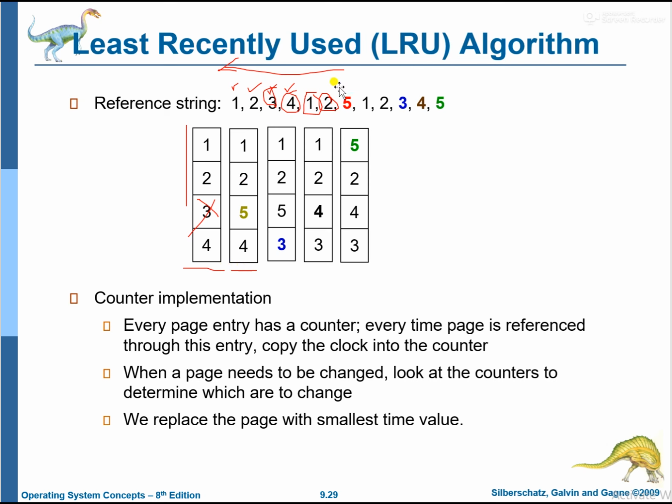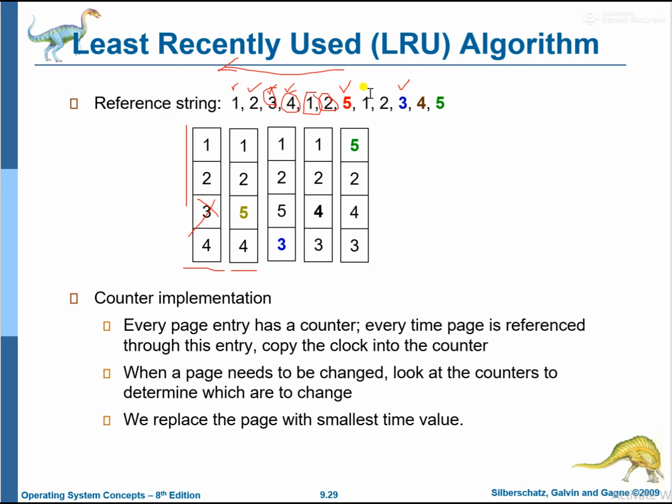Okay, this was a page fault. Then we need 1, which is already present in the memory. We need 2, which is already present in the memory. Now we need 3 and 3 is no more there in the memory. So here a page fault occurs and we have to go back and see which page we will choose as a victim. So when we go back, 1.